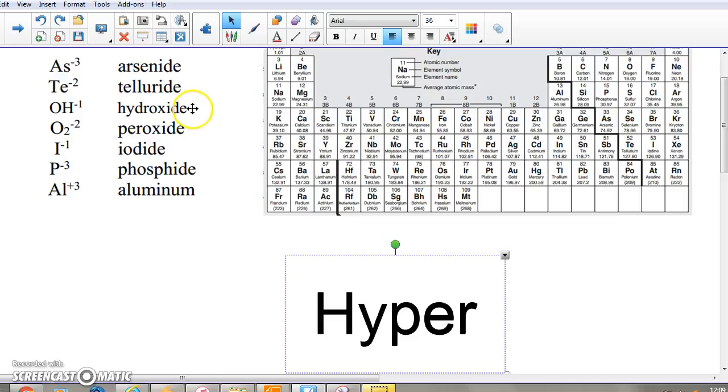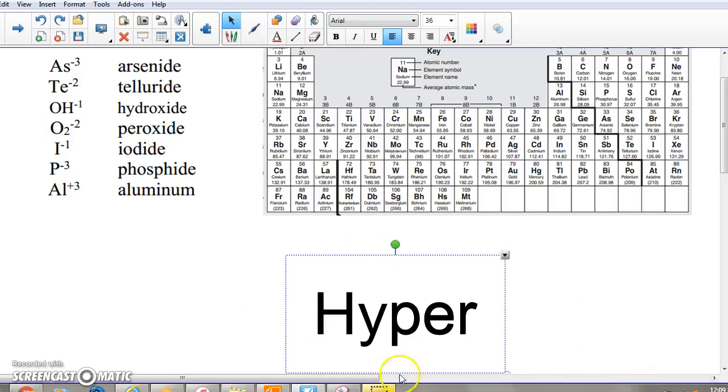So these other two, hydroxide and peroxide, let's talk about those for just a sec. We'll start with peroxide. Peroxide, you'll notice, looks a lot like oxide. Oxide is O, -2 charge. Peroxide is O2, -2 charge. And I'm going to talk about that a little bit.